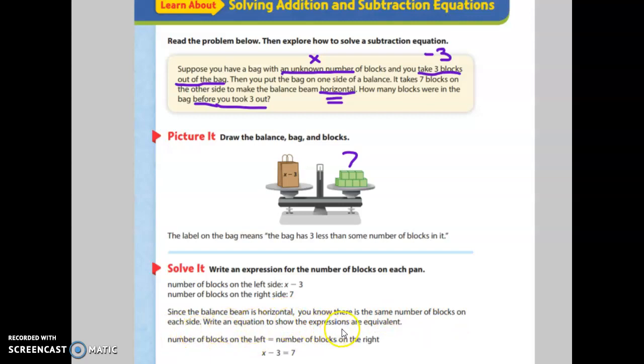Write an equation to show the expressions are equivalent. So they show that the number of blocks on the left equals the number of blocks on the right. Should make sense so far. Now let's go ahead and look at our practice page that we have in our instructional book for this and see how this all makes sense together.